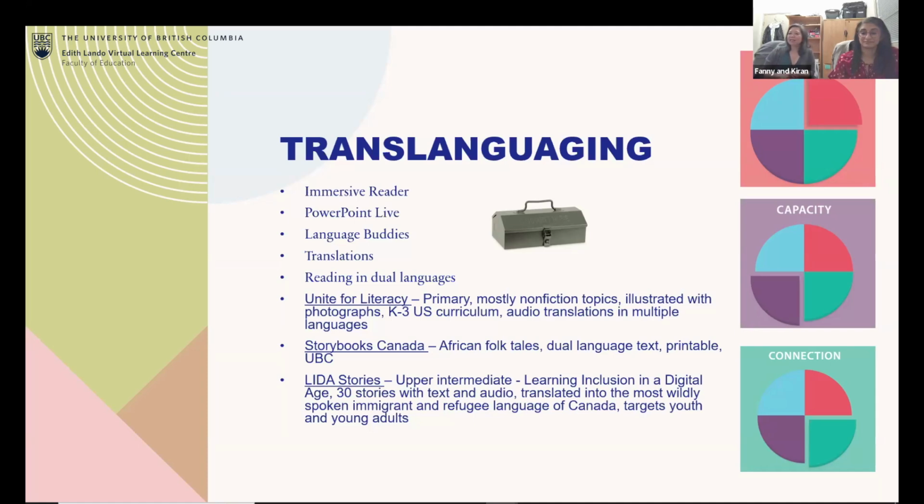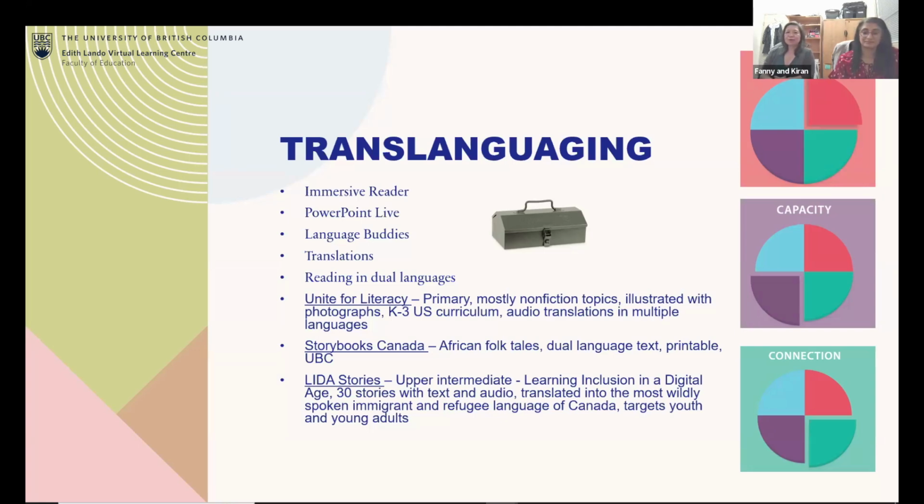There are 3 websites that we can suggest that will help you in your classrooms. Unite for Literacy is an American site. It covers the primary curriculum from K to 3, and it has beautiful photographs, mostly nonfiction topics, and students can listen to a book in their native language and also in English. And this one is free. You don't require a membership or any sign up or anything like that. It's also ad free.